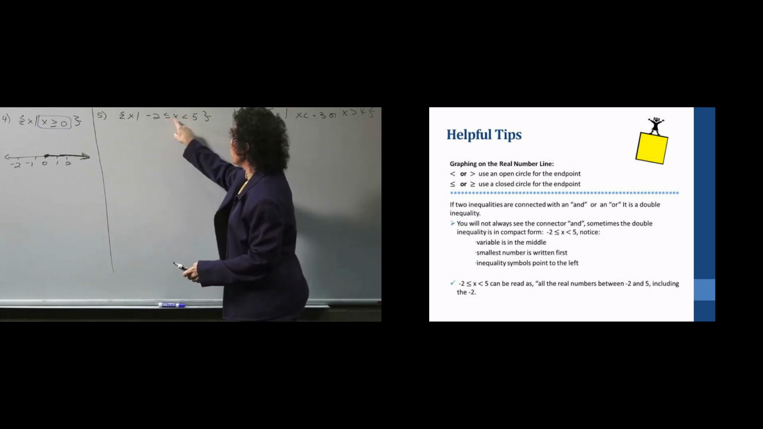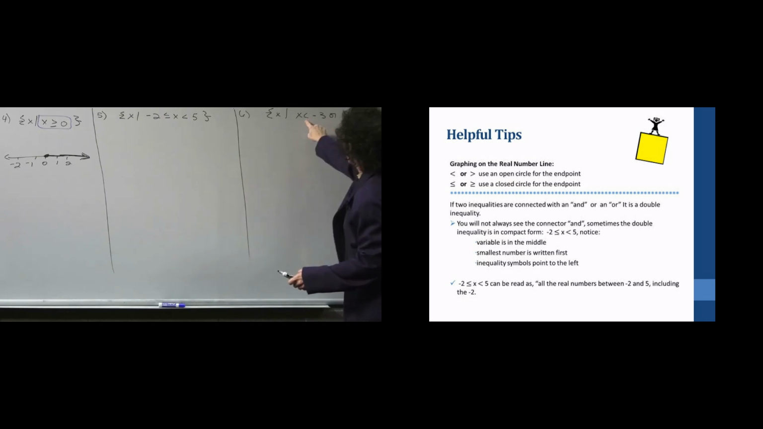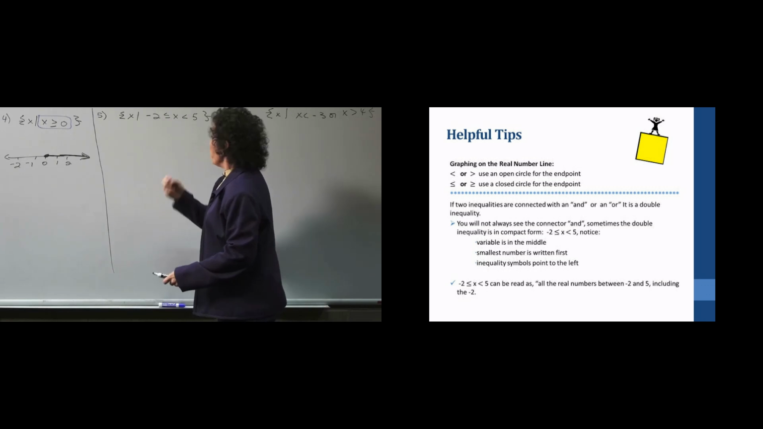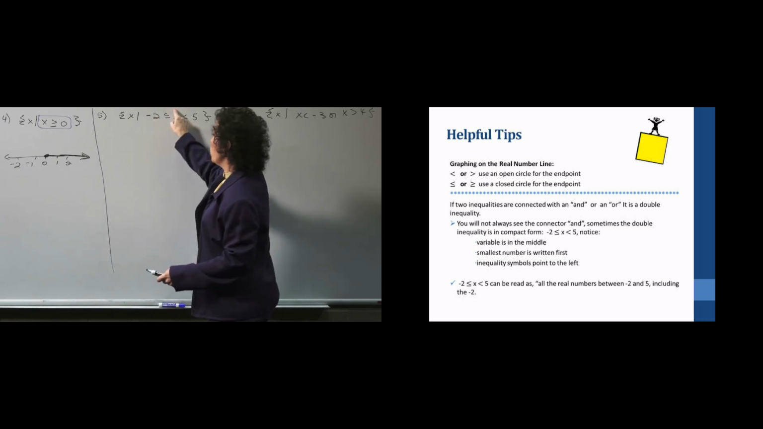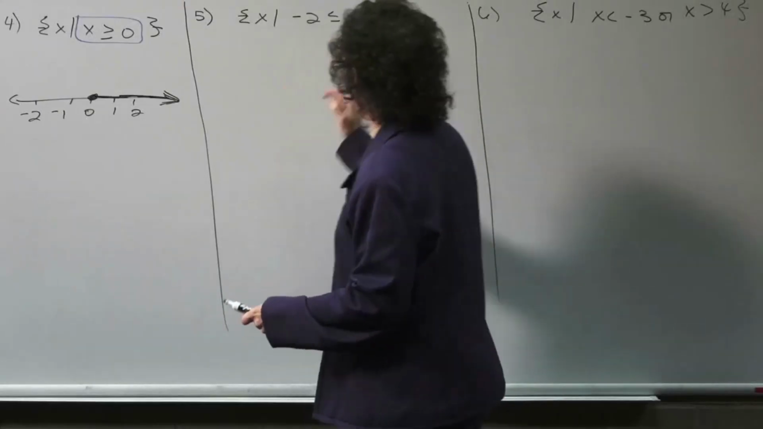All right, this one is unique. This is called a double inequality because it's got two inequalities. Same thing here. This has got two inequality symbols. It's called a double inequality. Okay, I can say this by going -2 is less than or equal to x, which is less than 5. I hate that, but let me tell you what this actually means.